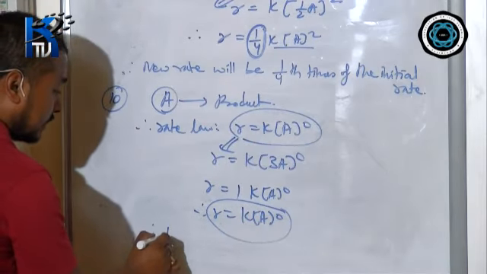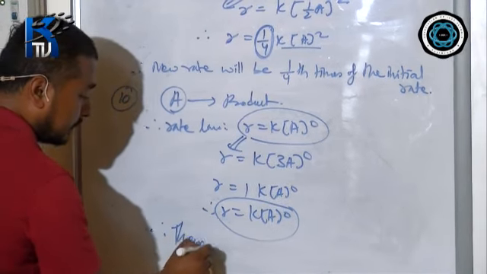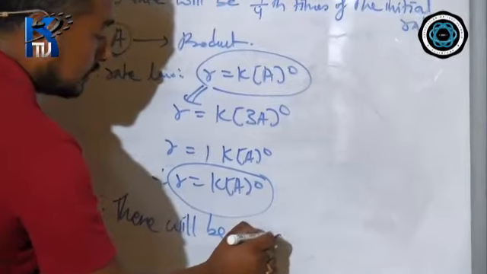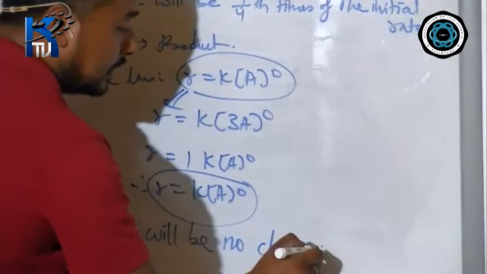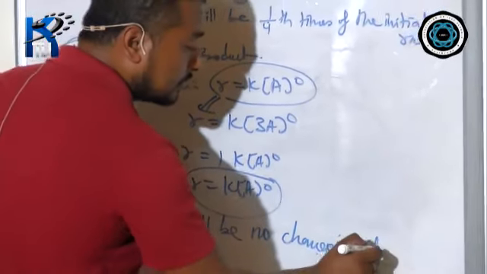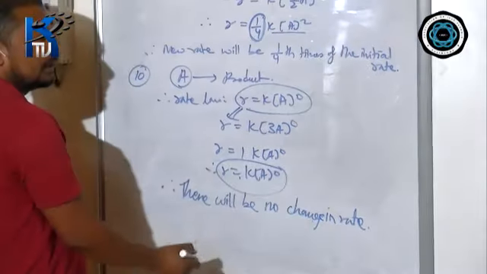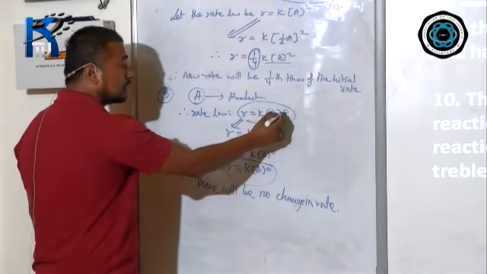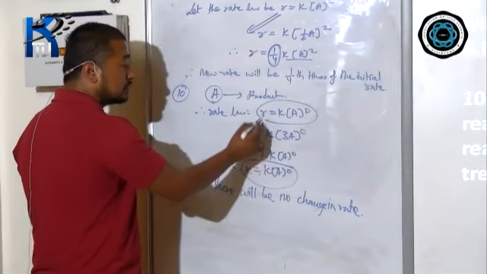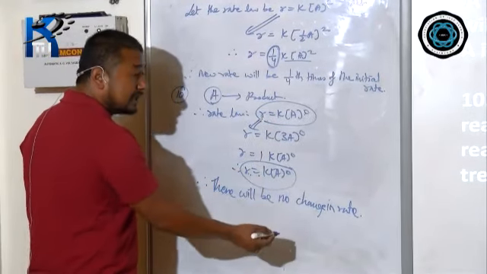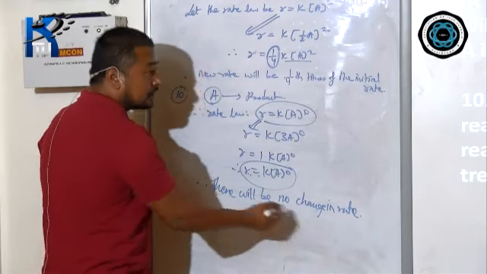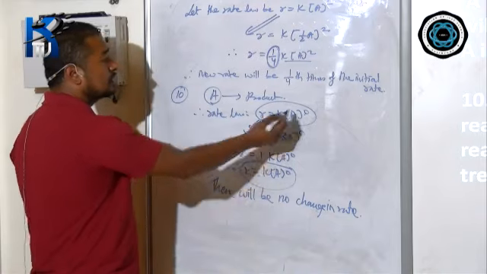Therefore there will be no change in rate. There will be no change in rate because order is 0. So always remember, whether you double it or triple it, if the order is 0, the rate is not going to change. It is going to remain same. So the rate will remain same, or you can say the rate will not change, because the order is 0.